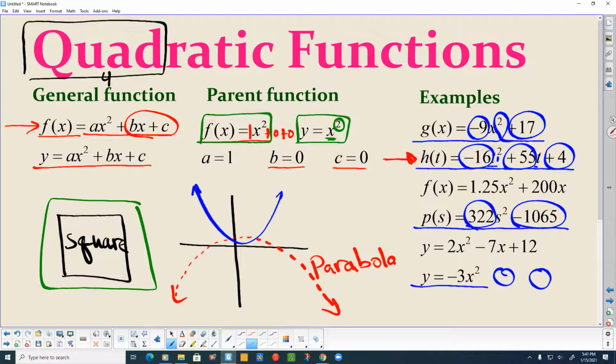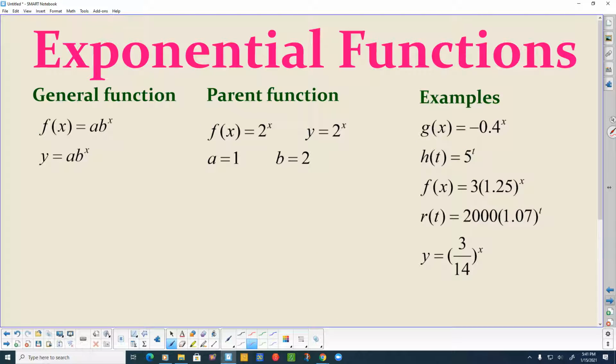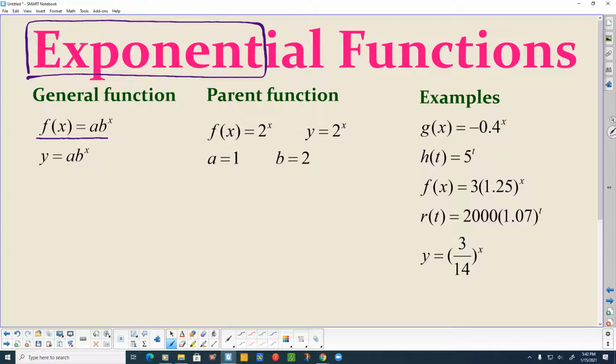Next one. The exponential function. Key word is exponent. F of x equals a times b to the power of x. There's my exponent. X must be an exponent to be an exponential function. That's where the name comes from.